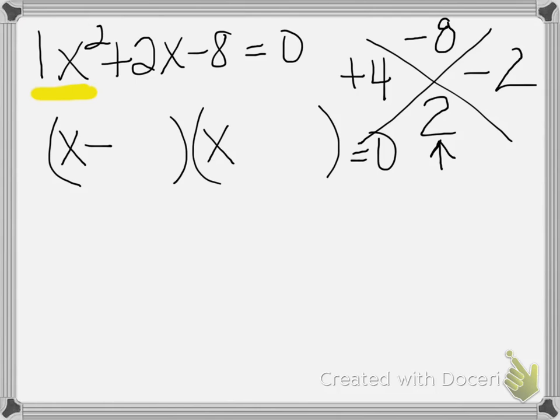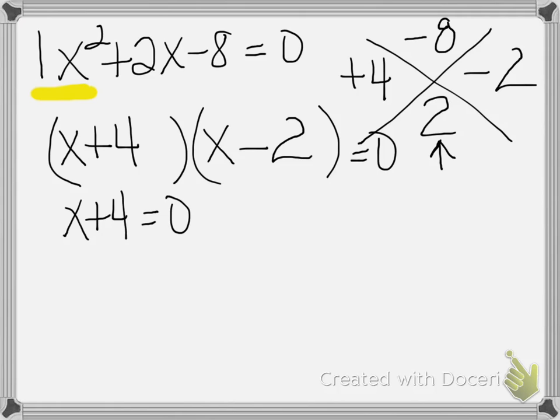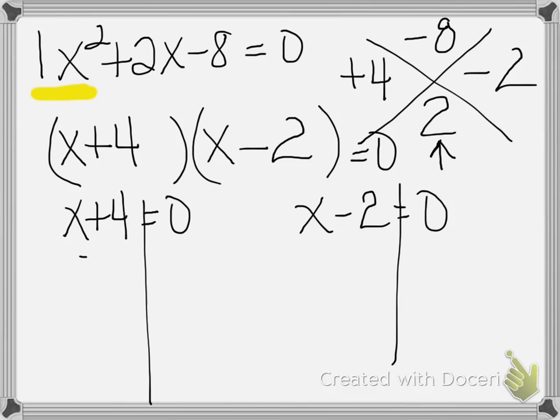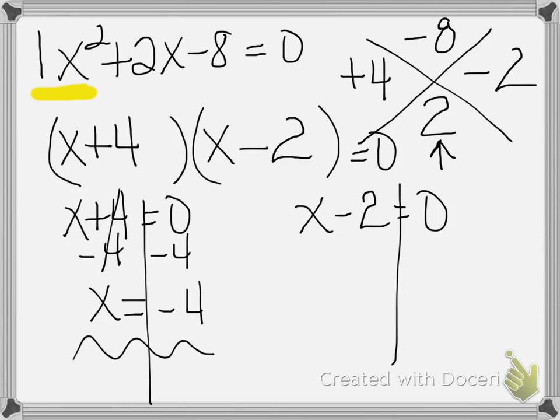So we take our plus 4, put it in our binomial, and our -2, put it in our binomial, and we have our two solutions. All we got to do is solve for them. With these ones, it's a nice one-step equation, but if you would show your work, that'd be great. Subtract 4 from both sides to get x is -4 as a solution, and add 2 to both sides. So you get x is 2 as a solution, and those are our two answers.